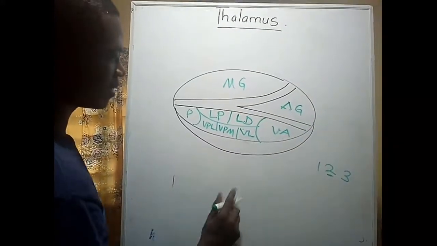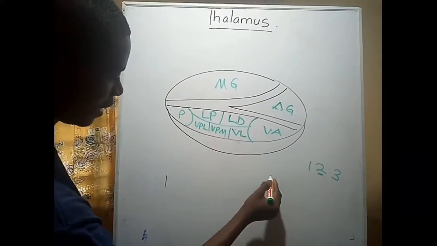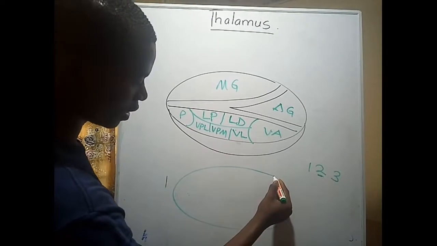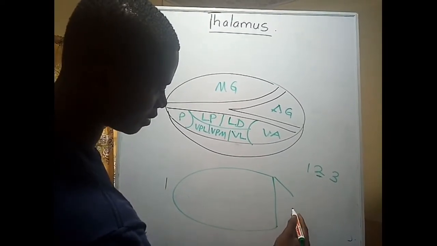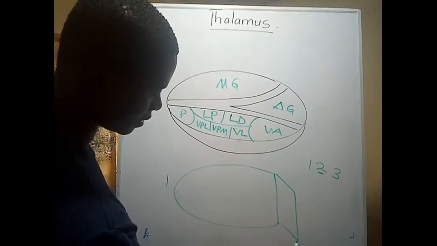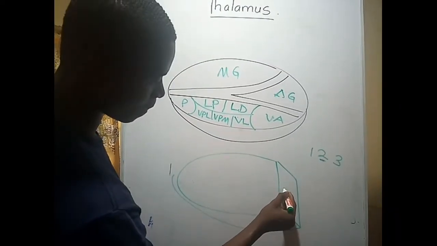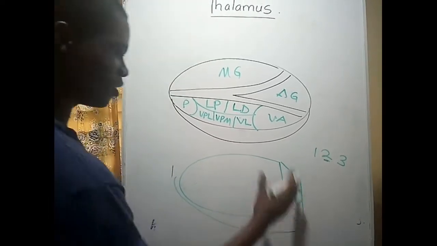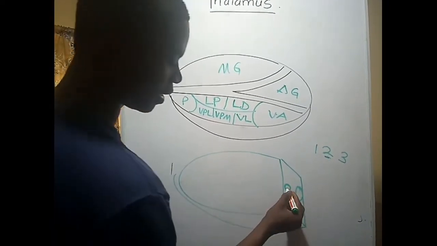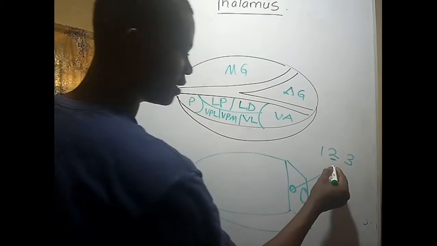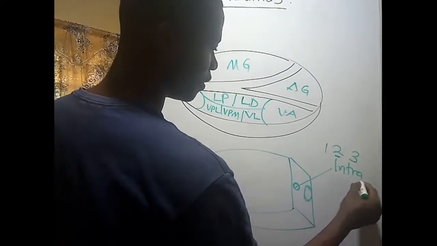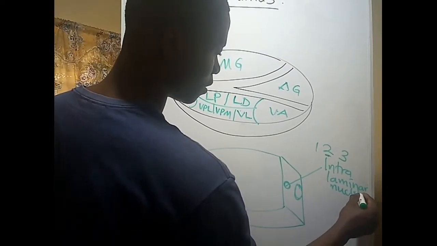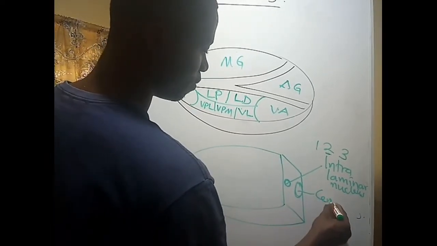Now let's look at the other nuclei. Let's now take a cut section. Remember we have 2 thalami. So if I cut the thalamus like this, we'll see internal nuclei. So we've cut, so we are looking at a 3D section now. This one above is the intralaminar nucleus, and then we have the centromedian nucleus.